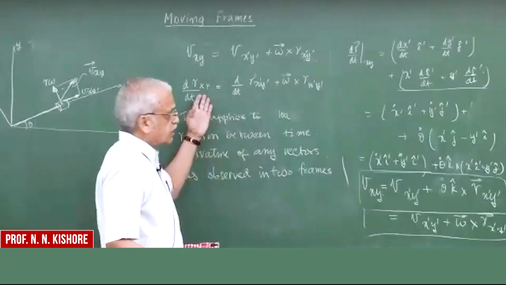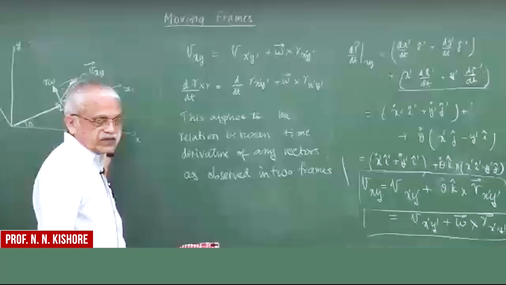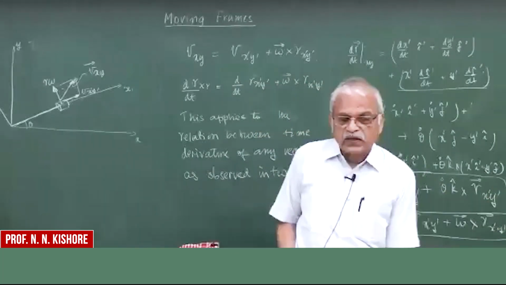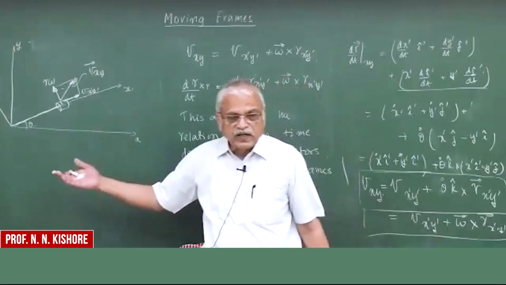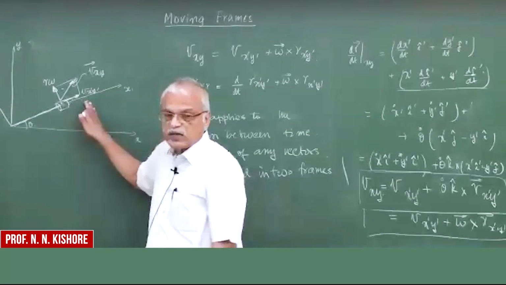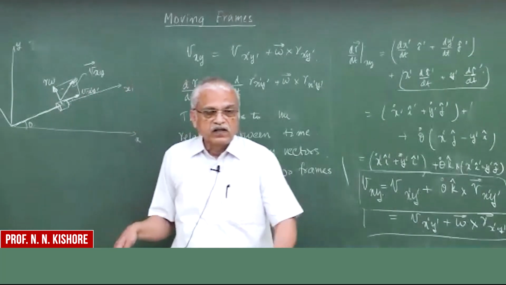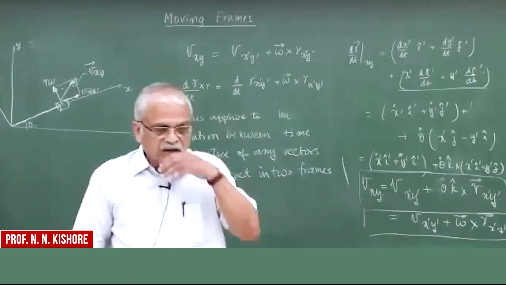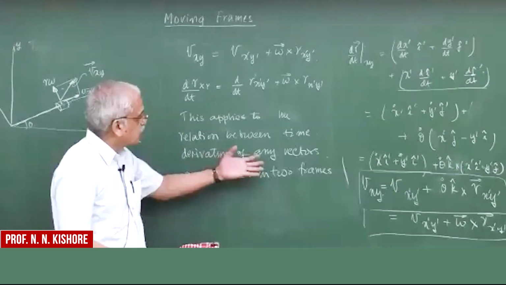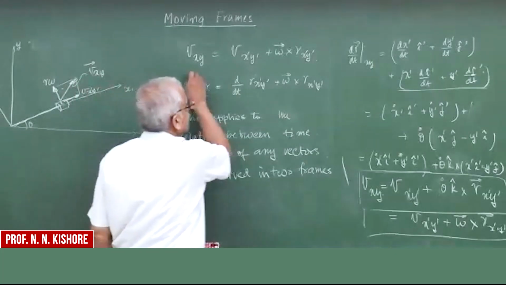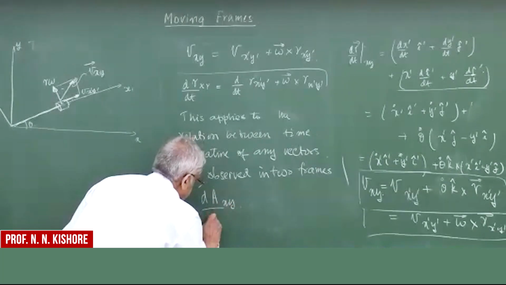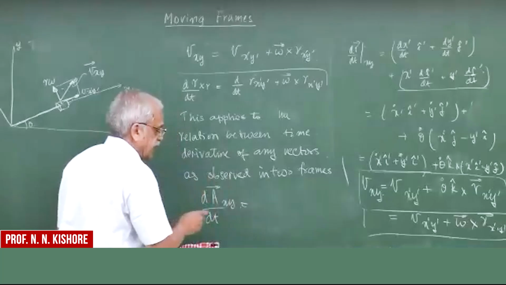I said it is two frames. In fact, here xy is a fixed frame while x prime y prime is a rotating frame, but it can be the other way. Both may be rotating, both may be moving. For example, if xy itself is rotating and with respect to it x prime y prime is also rotating, and you just want to relate the time derivatives observed in both frames, then this is the relationship. So we can generalize it to any vector A here.